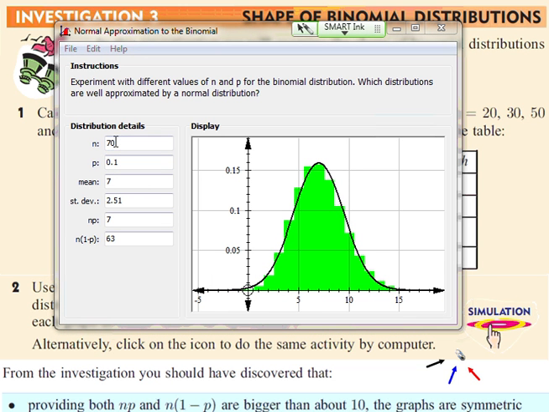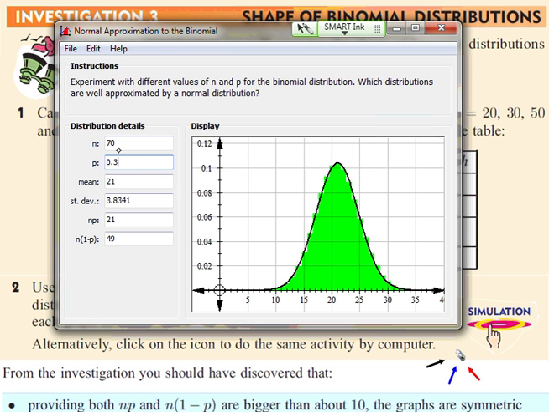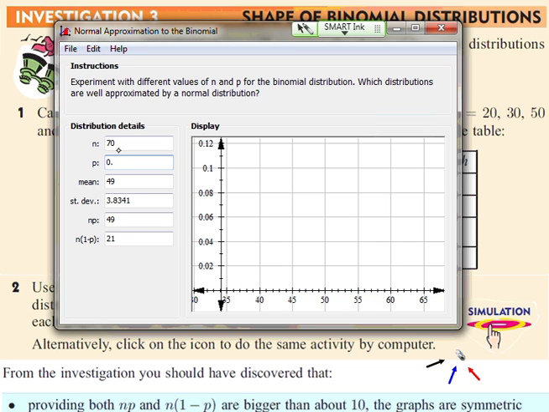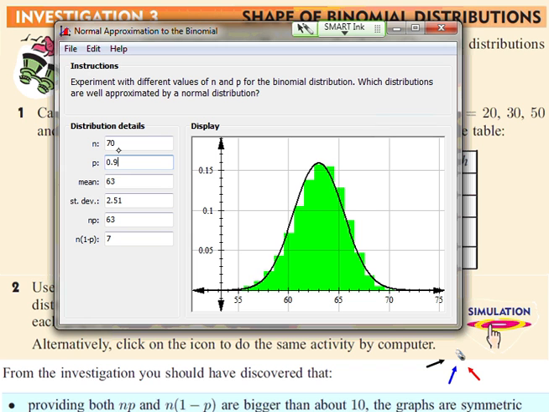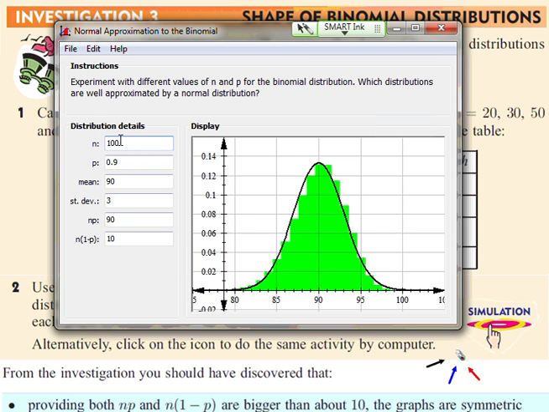Now I've changed n to 70, probability is 0.1, once again not quite symmetric, but not too far off. If we increase our value of p, 0.3, symmetrical there, 0.5, still symmetrical, we'll go to 0.7, and we'll go to 0.9, a little bit asymmetrical, but not too bad. Finally we'll go to n equals 100. That's not too bad in terms of symmetry.